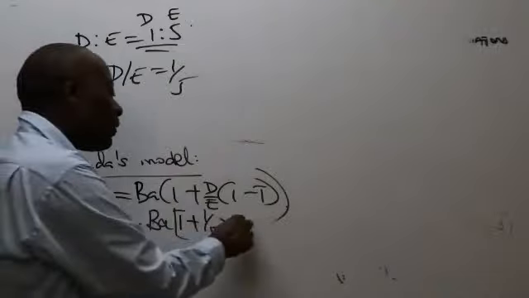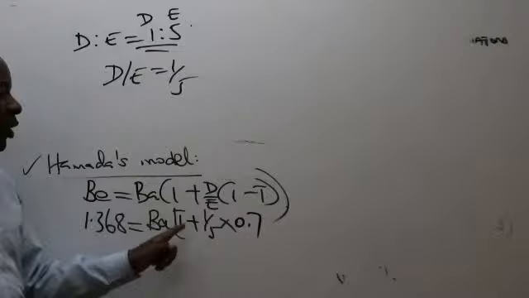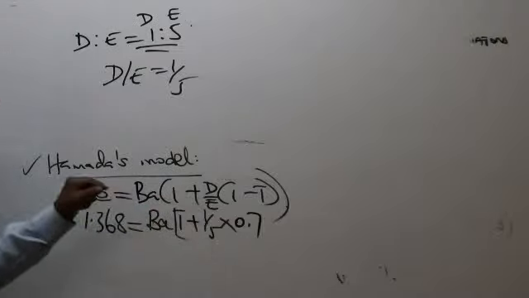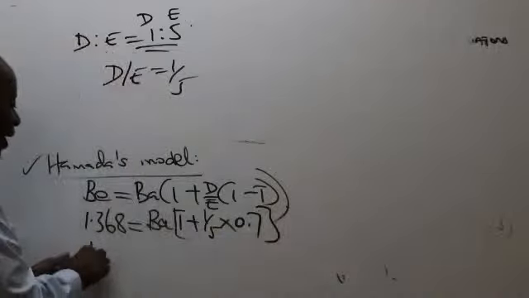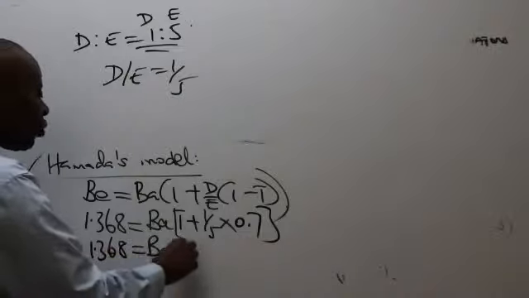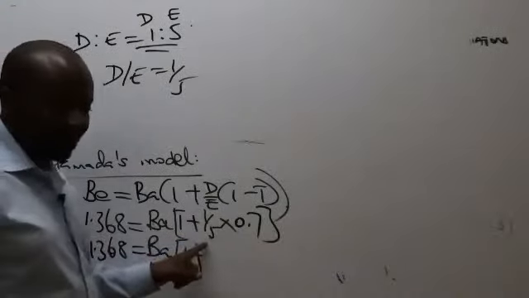And this 0.7, ladies and gentlemen, does not touch this one. This 0.7 is only touching the debt to equity, like that. So then, could you kindly tell me, this will be 1.368 equals BA into 1 plus, please give me this figure first. What is 0.7 divided by 5? Somebody give me this figure.